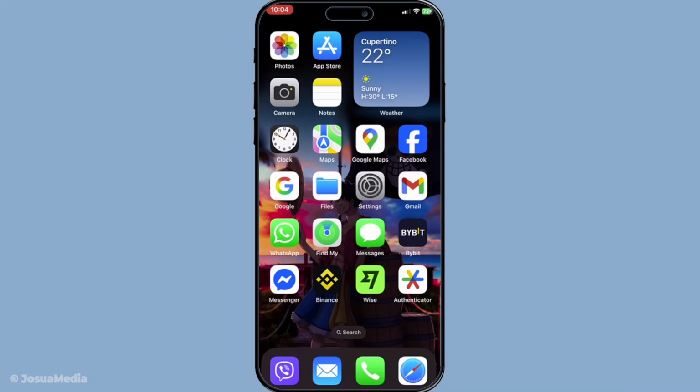Trading on your mobile device is remarkably convenient, and Binance offers one of the most user-friendly interfaces. So, let's dive right in.